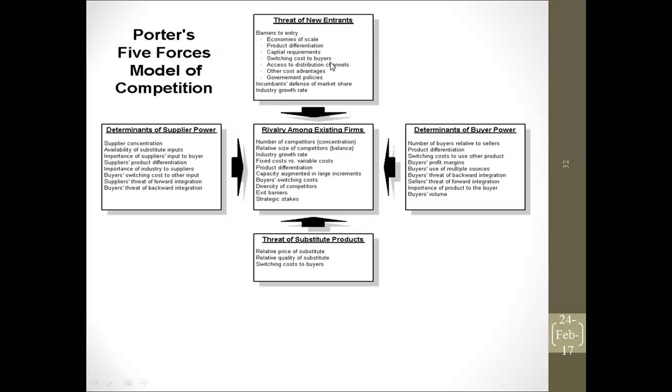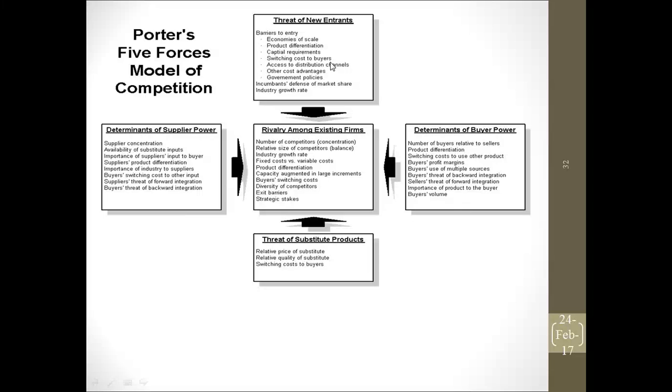We can look at it if we want to launch a new product. We can look at the threat of new entrants. In some industries, people can easily open shops and start a business. If we are selling something online, anybody can quickly make a website and copy our ideas. So the threat of new entrants is quite high.